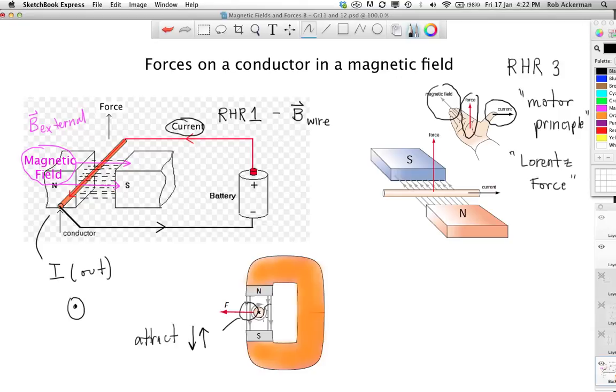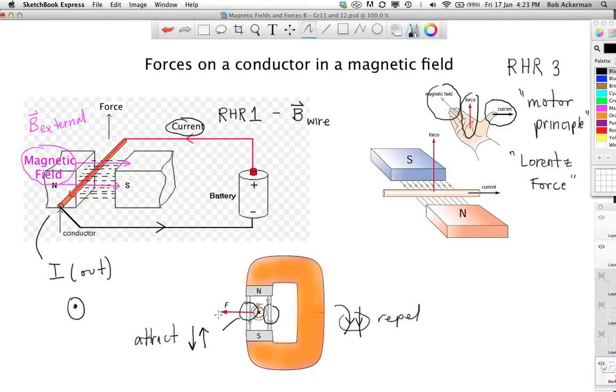On the other hand, on this side of the wire, the magnetic field due to the wire is down. It's going down due to right-hand rule number 1. And the horseshoe magnet field is pointing down as well. These are in the same direction. What happens with like magnetic fields? They repel. So the wire will be repelled from the right side, attracted to the left.